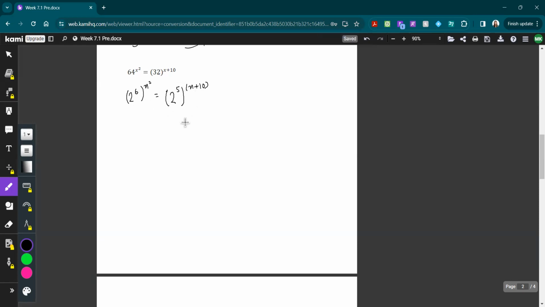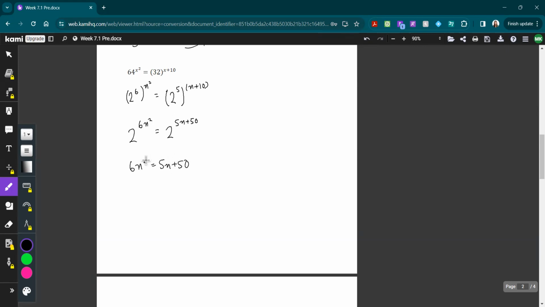And then from here, as usual, we're going to apply the exponent rules. Because it's being powered further, we multiply the exponents. So we have 2 to the power of 6x squared equals 2 to the power of 5x plus 50. Now I can form an equation using the exponents. 6x squared equals 5x plus 50.